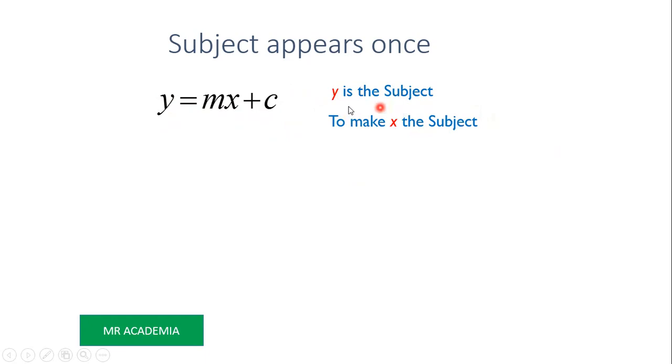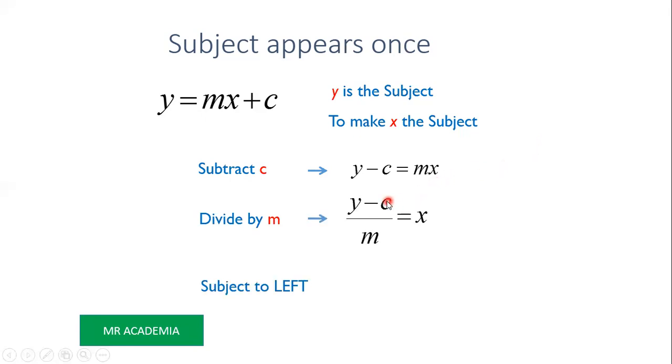So what we do here is we first remove the c. So we subtract c from both sides, and we end up with y minus c equals mx. To remain with x alone, we shall have to divide both sides by m, such that we end up having y minus c divided by m equals x. If you want, you can take x to the left-hand side, such that x equals y minus c divided by m. So we have made x the subject of the formula.